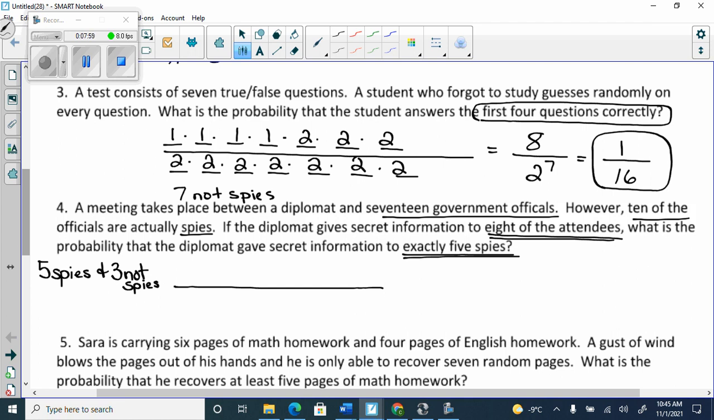Okay? How many spies do I have to choose from? How many of them are spies? 10. And I'm choosing 5. And means I multiply. How many are not spies? 7. And I'm choosing 3. Bottom is total, no restrictions. How many total are there? 17. And I'm choosing how many? 8.